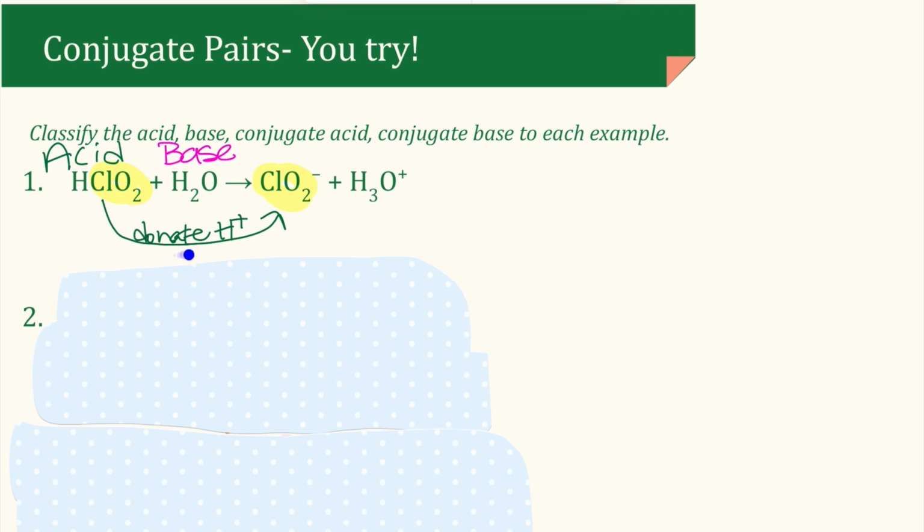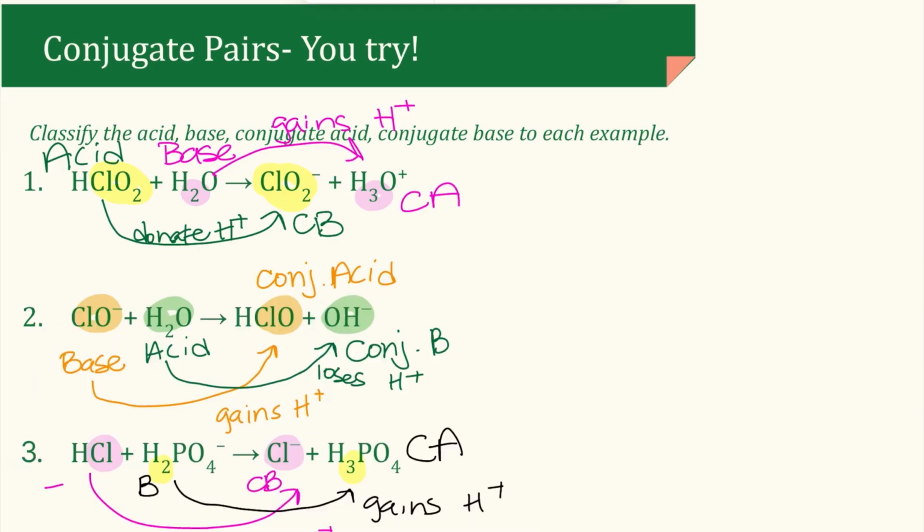When an acid donates a hydrogen, what's left is the conjugate base. When a base gains a hydrogen, we see that we have H2 now to H3. So that base gains the hydrogen or that proton, that H plus, and that makes this the conjugate acid. So your acid and base are always going to be your reactants. Your conjugate base and your conjugate acid are always going to be your products. Pause the video and try 2 and 3 on your own, and then come back to check the answers.